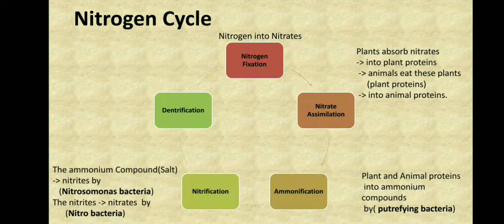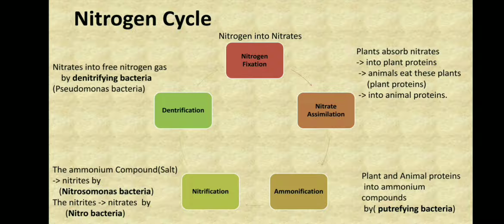In this, they have been converted into nitrites by the Nitrosomonas bacteria, and these nitrites are then converted into nitrates, again by the Nitrobacter bacteria. Now the last process is denitrification. In this, the nitrates are converted into free nitrogen gas by the denitrifying bacteria. So in ammonification, nitrification and denitrification, we have some bacteria which convert it into another thing.